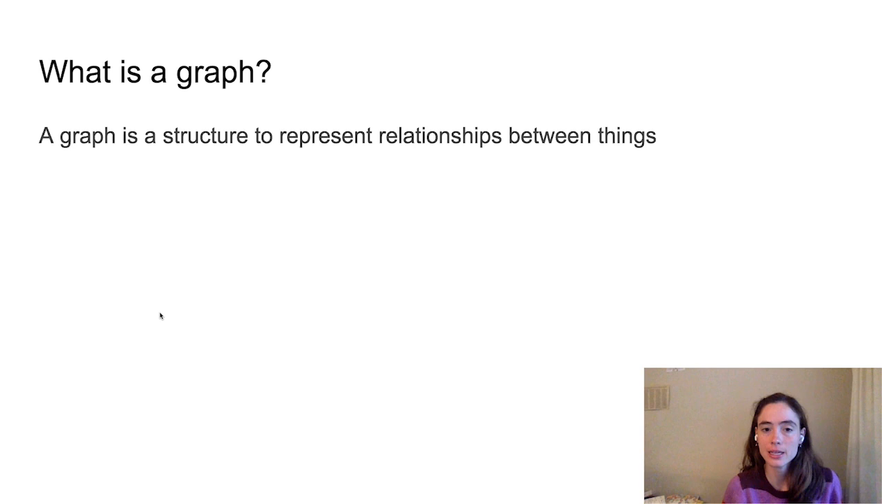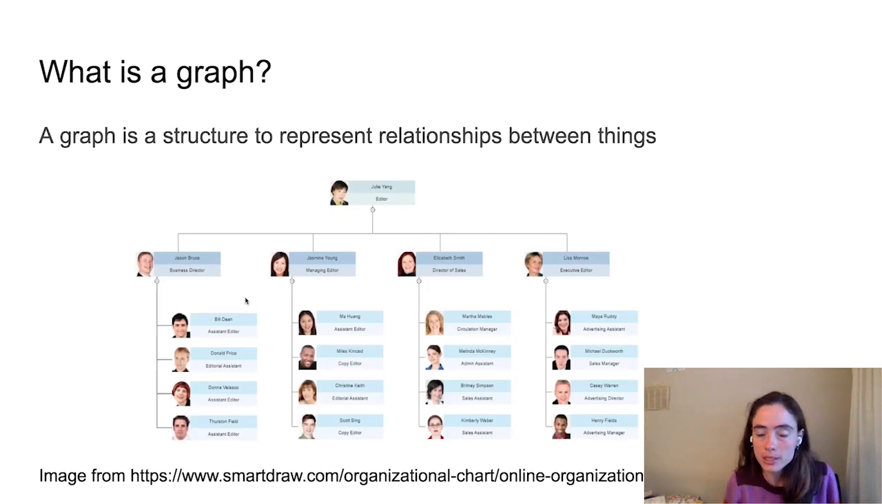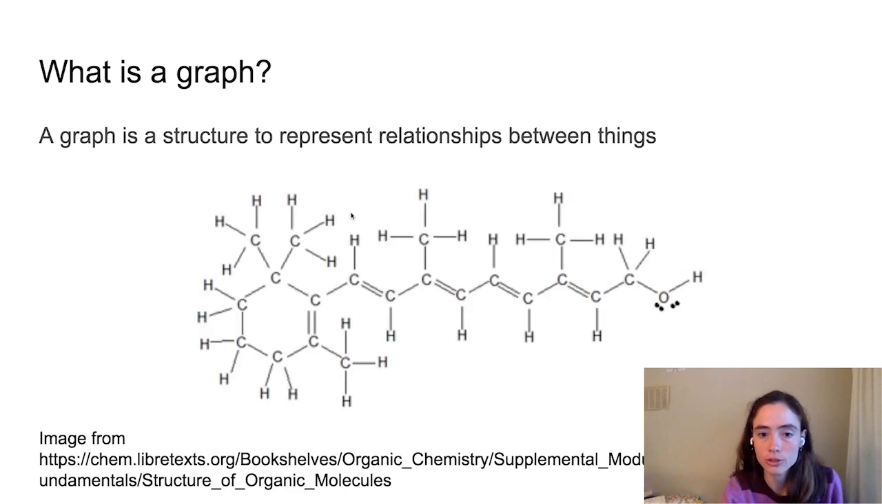Now let's step back for a second and remember exactly what a graph is. At its most basic, a graph is a way to represent relationships between things. So graphs are useful when we have a set of things, which can be anything from people to places to ideas, and then we have relationships that we want to encode between those things. So for example, a business organization chart is a graph where each employee is linked to their manager, and a chemical structure can be thought of as a graph where each atom is linked to all the other atoms it's bonded to.